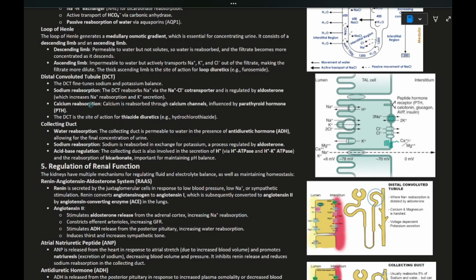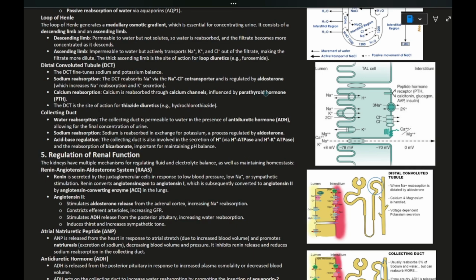There is also calcium reabsorption, where the calcium is reabsorbed through the calcium channels. This time, the parathyroid hormone influences this, thereby leading to elevated calcium levels in the blood. And then another clinical principle is that the distal convoluted tubule is the site of action for thiazide diuretics. And one classic example is hydrochlorothiazide.